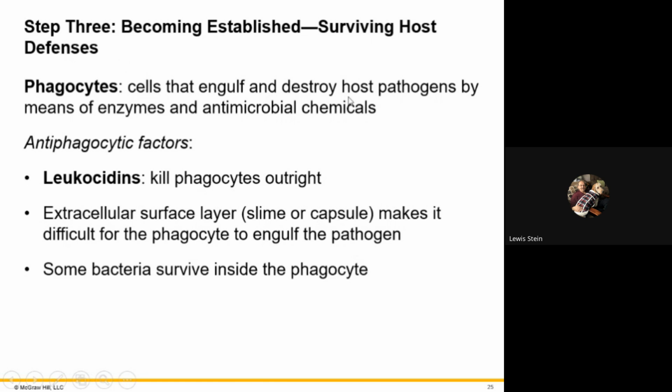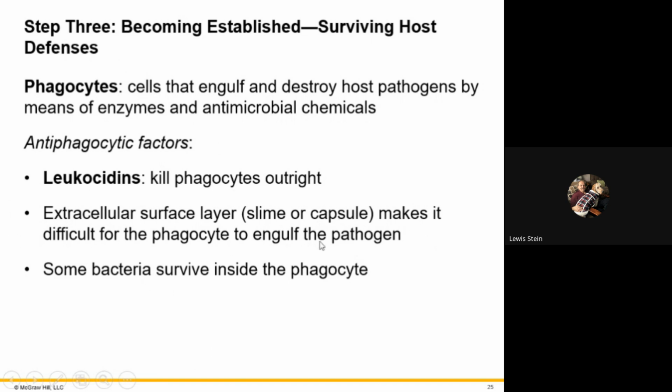Phagocytes, okay? Cells that engulf and destroy host pathogens by means of enzymes. We already knew about those. They have factors that fight them off. The more virulent ones can kill the phagocytes.